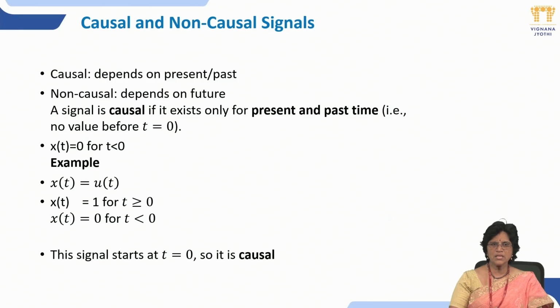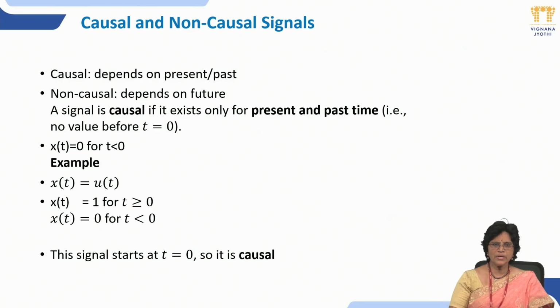A signal is causal if it exists only for present and past time. That is, no value before t equal to 0. If you want to test whether the given signal is causal or not, x of t equals 0 for t less than 0. The same concept is valid for the discrete case also: x of n is equal to 0 for n less than 0. This concept is used in your DSP also for deciding whether your given system is causal or not.